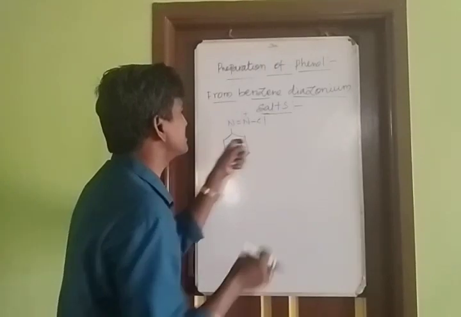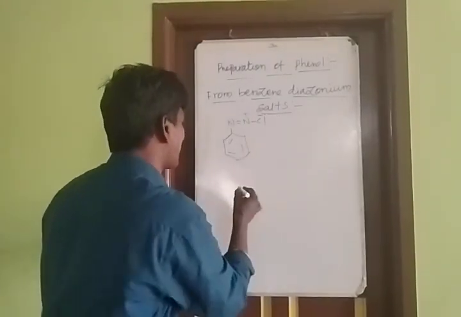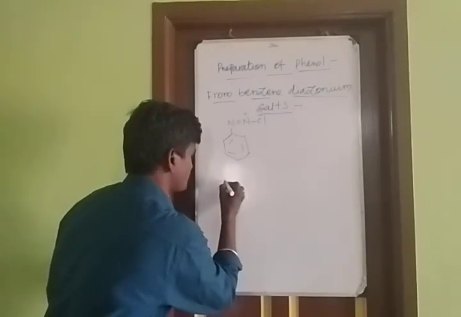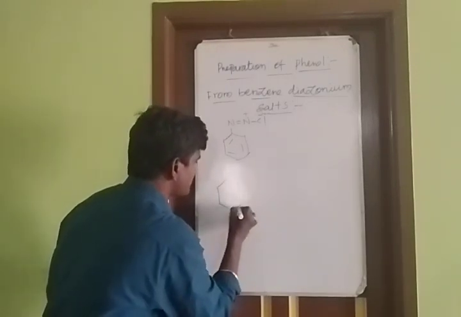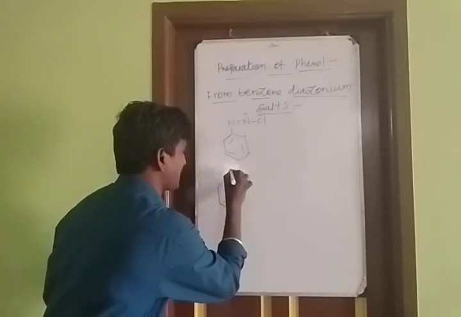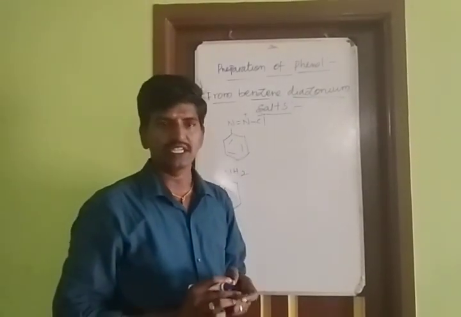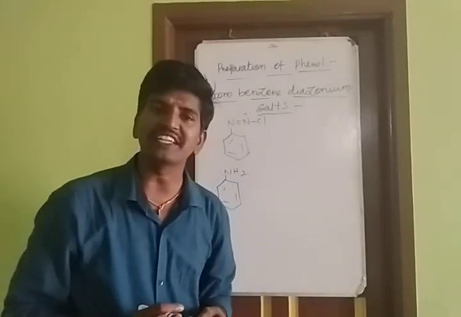How will you prepare benzene diazonium chloride? From aniline. You know very well the aniline formula, C6H5NH2. C6H5NH2, aniline, reacts with nitrous acid. Its condition is 0 to 5 degrees Celsius.